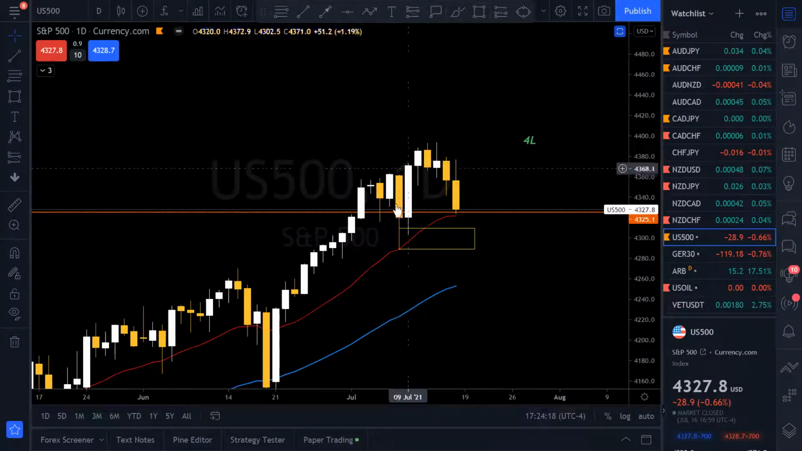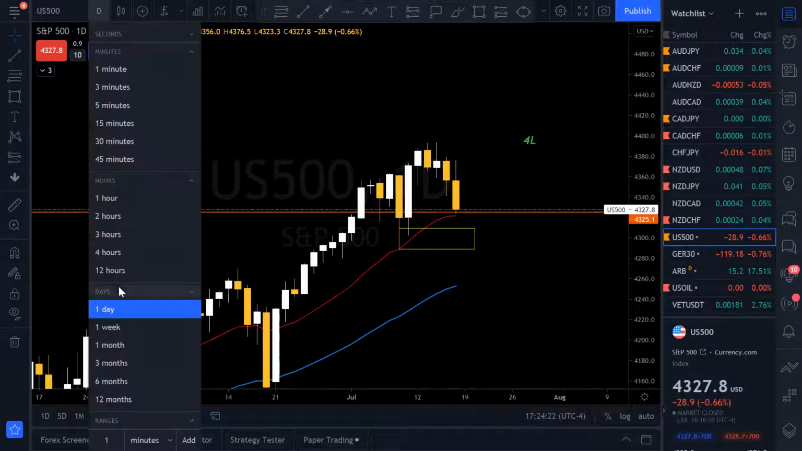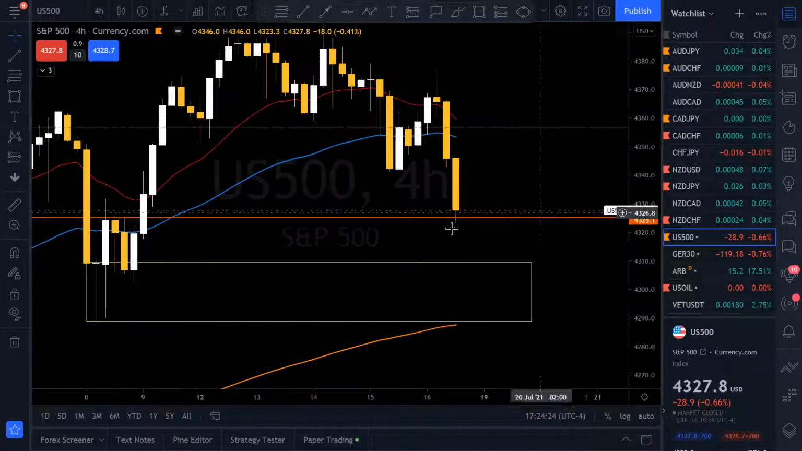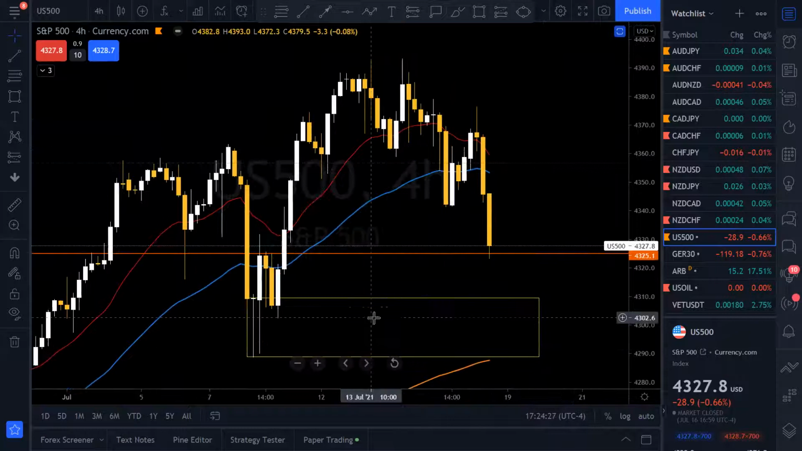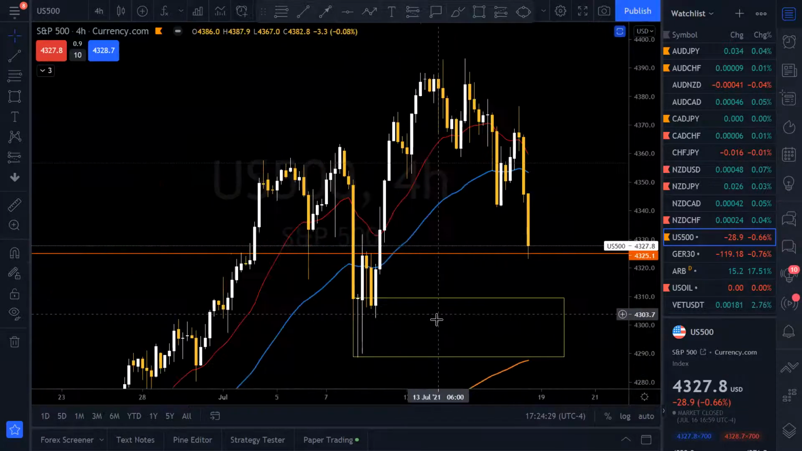Because we're in a bullish order block right here. This is a bullish order block. You see how it engulfs? All right, if we go to the 4 hour, we are testing it, and we're pretty deep in that test.